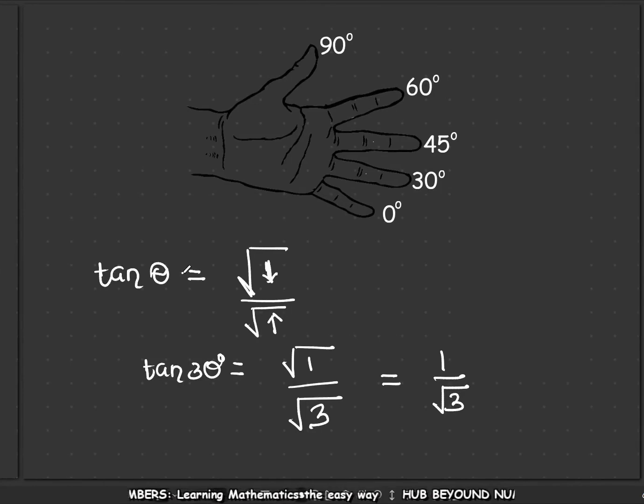Take note that the tangent of an angle, depending on what we are doing over here, is the square root of the number of fingers below that finger representing the angle all over the square root of the number of fingers above, right?